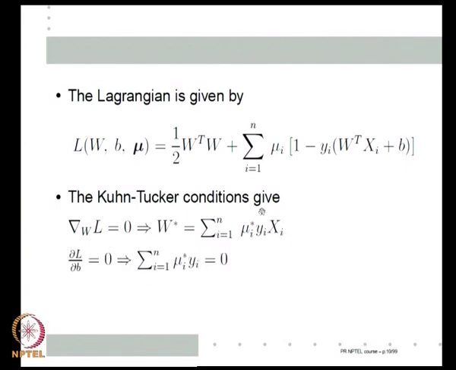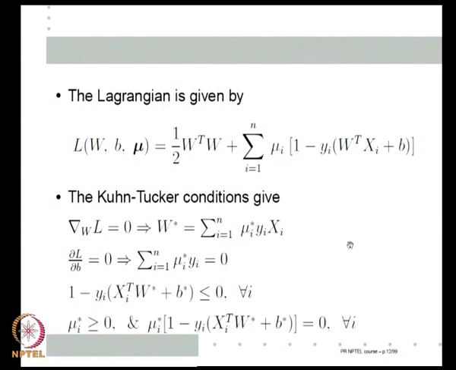The gradient of L with respect to b being 0 gives me, since there is only one b term and that is linear, the summation over i equal to 1 to n of mu i y i into b. So, differentiating it, I get the summation over i equal to 1 to n of mu i y i is equal to 0. This is the condition that the gradient of the Lagrangian with respect to the optimization variables is 0. Then we need feasibility, so all constraints should be satisfied: 1 minus y i into x i transpose w star plus b star is less than or equal to 0 for all i. And then I have complementary slackness. So, first I want all the Lagrange multipliers to be non-negative, and mu i star into the constraint to be 0.